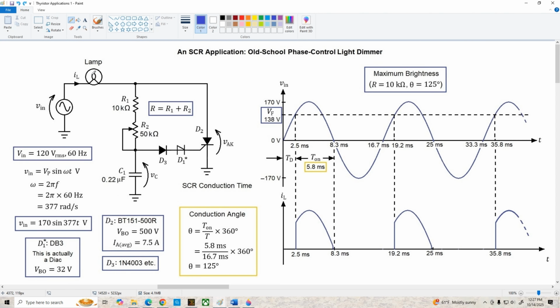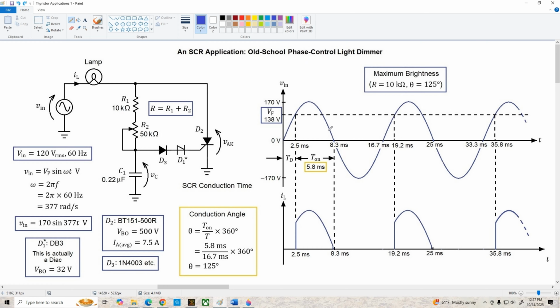So we're controlling the brightness of this lamp by varying the average current flow through it. The sooner we turn the SCR on in this positive half cycle, the more conduction we have and the greater the brightness. If we turn it on later in this half cycle, we get lower average current and lower brightness.